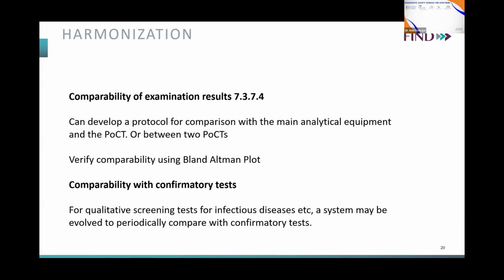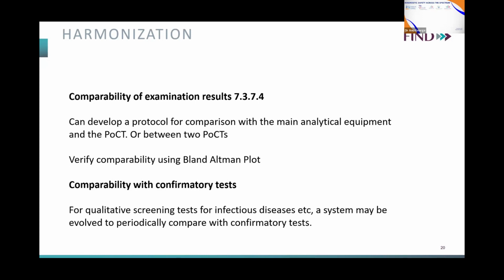So there is some kind of comparability that should be established at least once in 6 months, and this is part of your stipulation of the standard. And for those tests which are screening tests, which give a yes/no answer for hepatitis B antigen, for instance, please establish comparability with confirmatory tests.